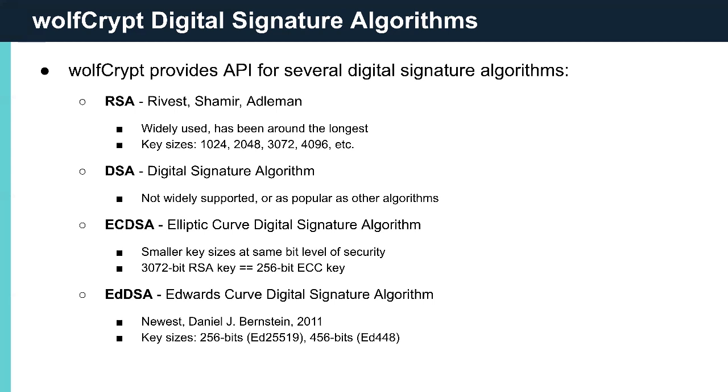EdDSA stands for Edwards Curve Digital Signature Algorithm. This is the newest one of the four here, invented and specified by Daniel Bernstein in 2011. There's a 256-bit version, which is Ed25519, and a 456-bit version, which is Ed448.